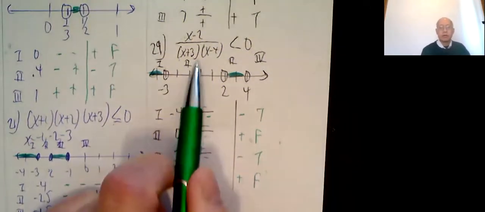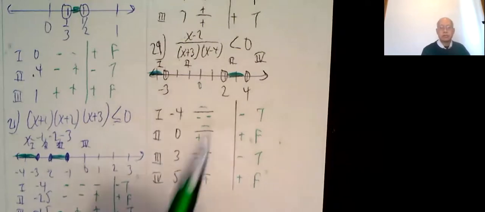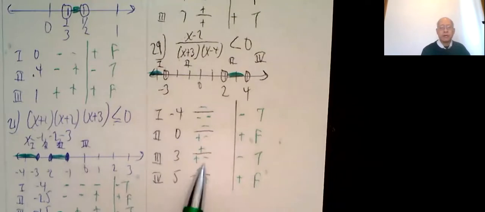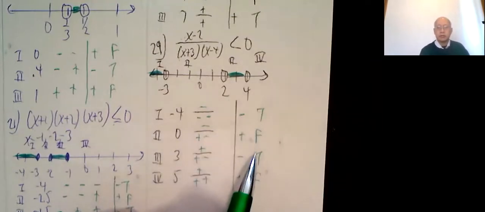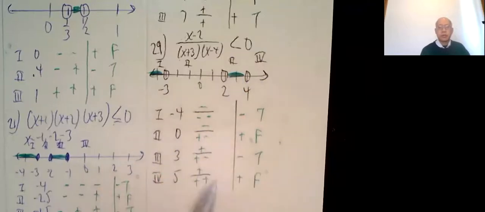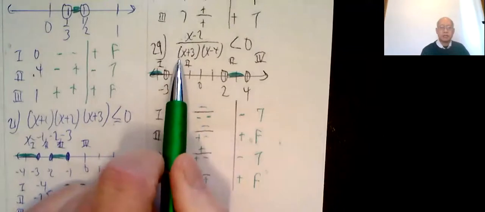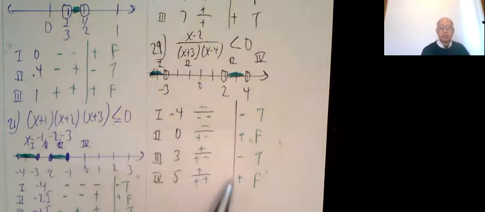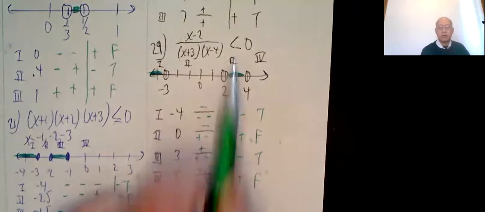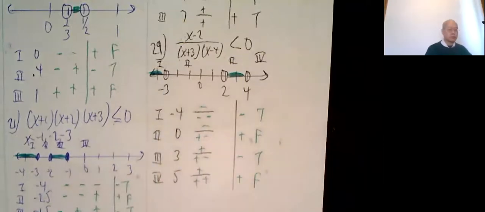Region 3, 3. 3 minus 2, positive. 3 plus 3, positive. 3 minus 4, negative. So the whole thing is negative, less than 0, true. And then 5. 5 minus 2, 5 plus 3, 5 minus 4, they're all positive. So the whole thing is positive, positive less than 0, false. So there's my solution.